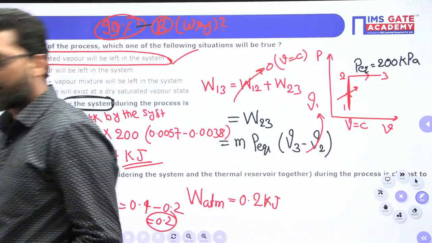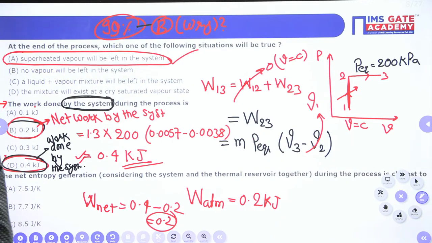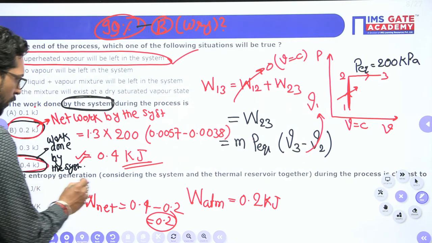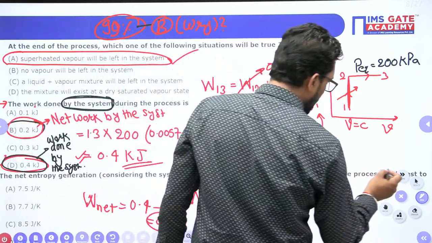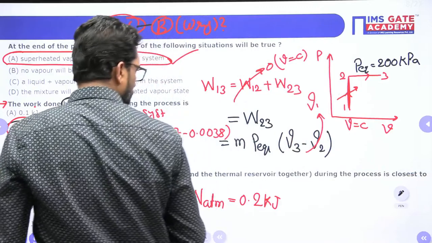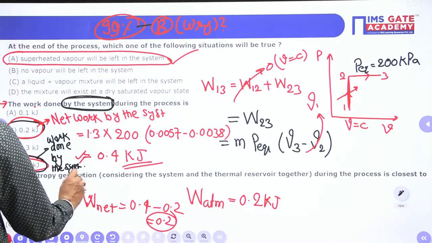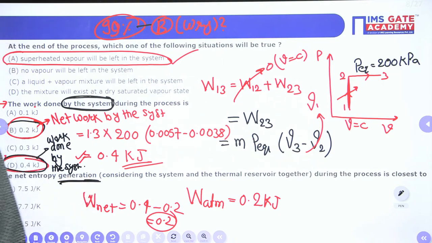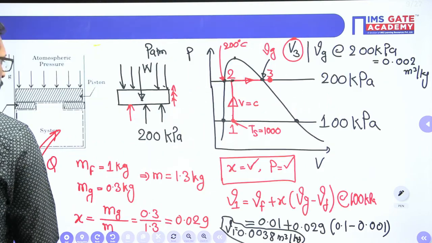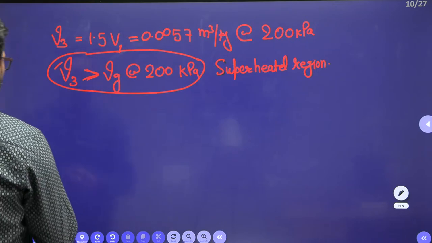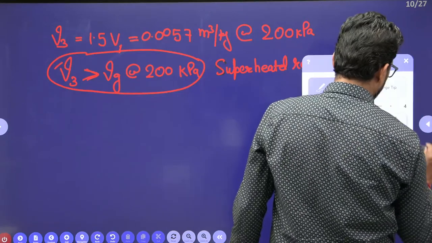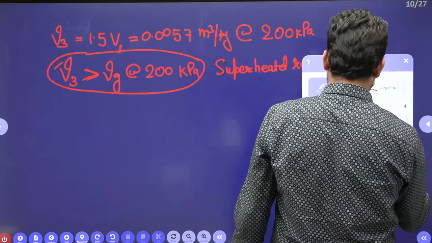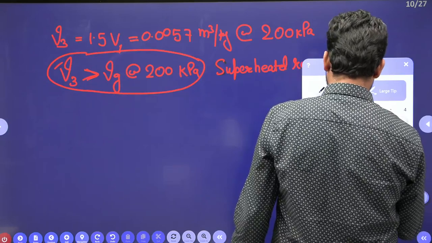Okay, now next, what they are asking: volume, okay. Now next, he is asking net entropy generation considering system and a thermal reservoir together during the process, is closest to which one? The net entropy generation, that means entropy generation you have to find. Very important concept.